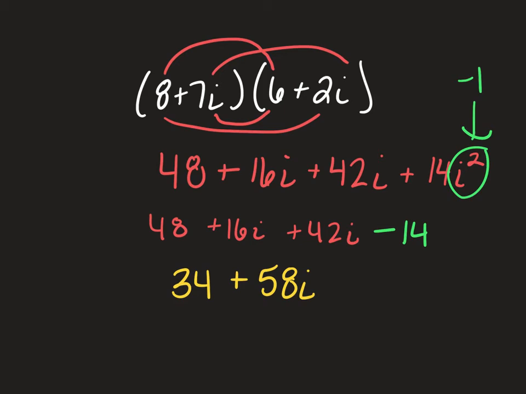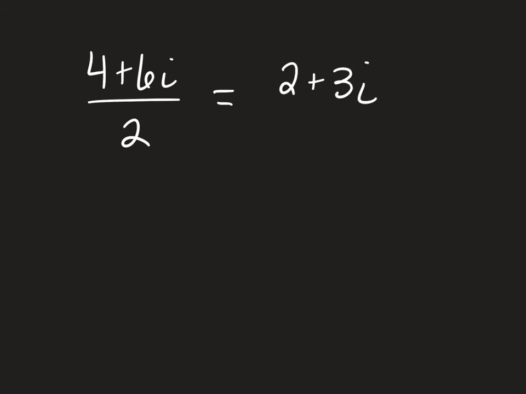All right, so then we're also going to divide. Let's say we have 4 plus 6i divided by 2. What do you think we're going to do here? Divide both parts by 2, so you get 2 plus 3i. For my non-honors people, yes, that's it. We have a tiny bit more.